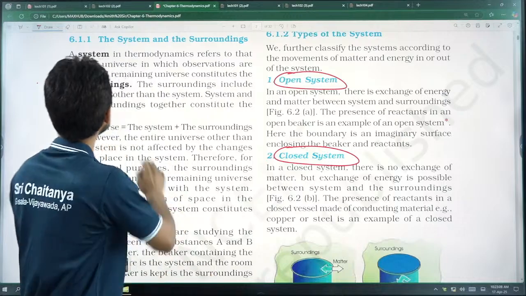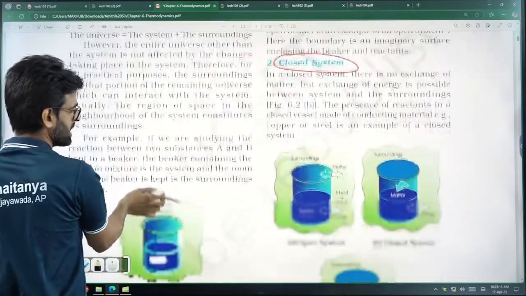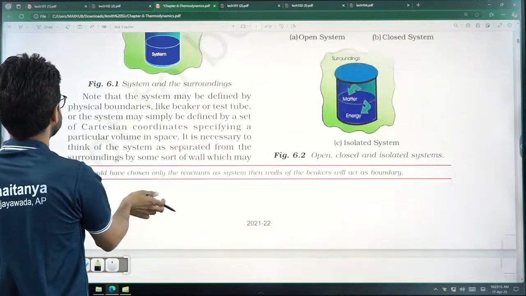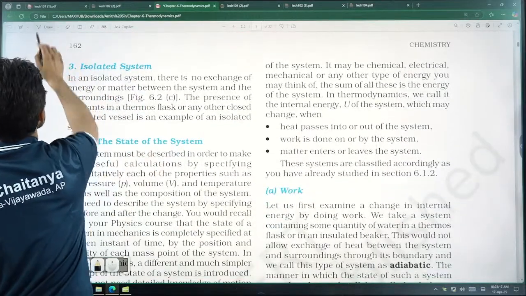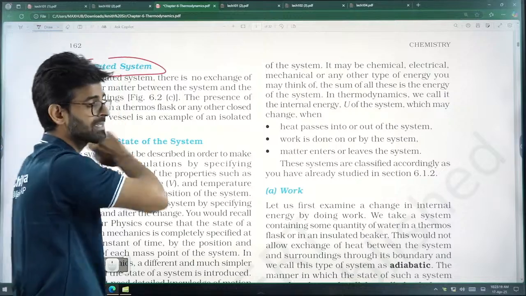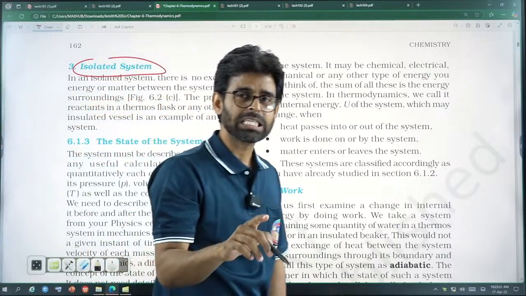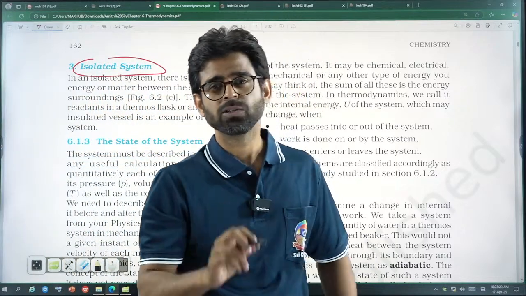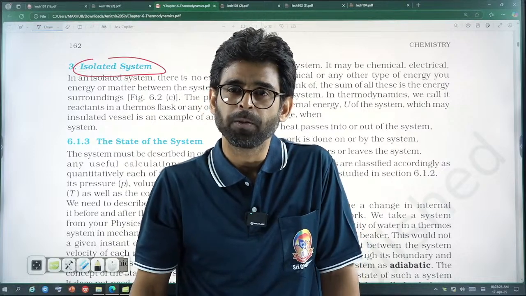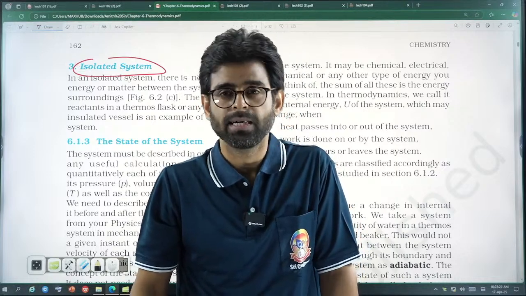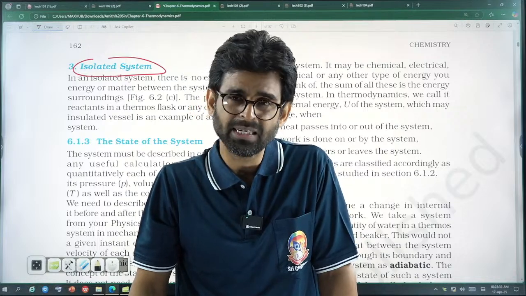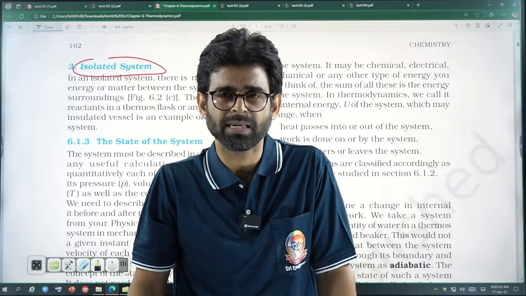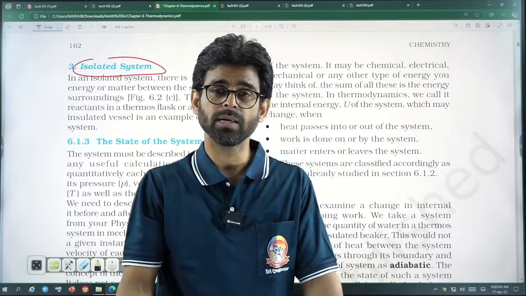And the next one, if I say, it is which one? Isolated system. Okay? So isolated system can't exchange energy as well as matter with the surrounding. Fine? Open system can exchange both energy and matter. Closed system can exchange only energy, and isolated system can neither exchange energy nor matter.